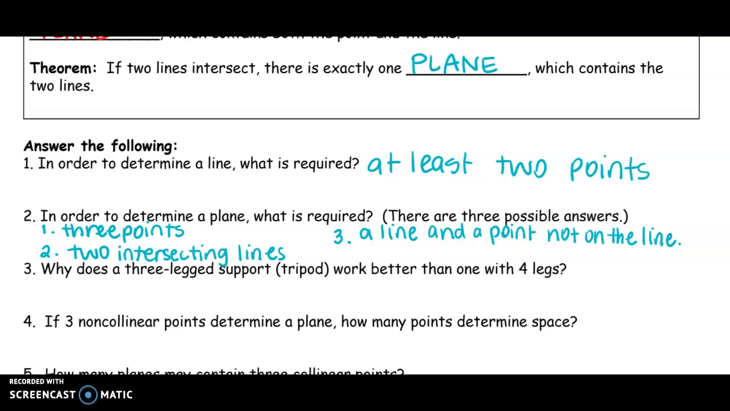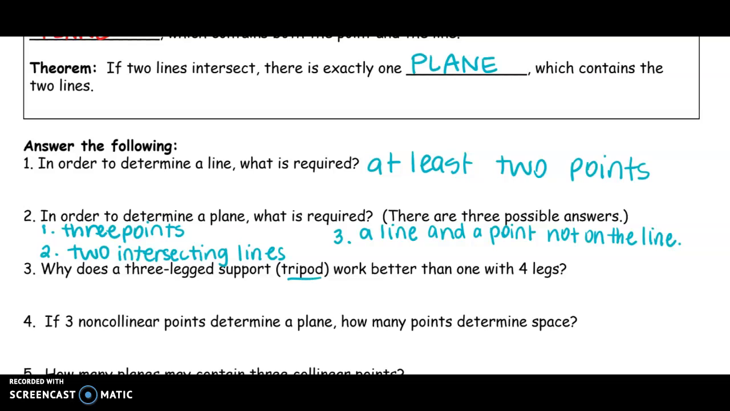Number 3 talks about why a 3-legged support tripod works better than one with 4 legs. And that's because if you have a 3-legged tripod, even if it's not level, all the points are on the ground and it will be sturdy.